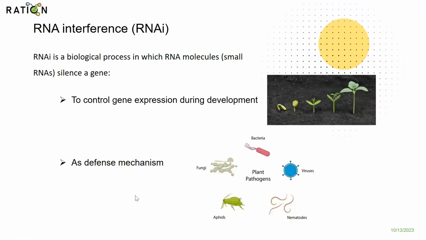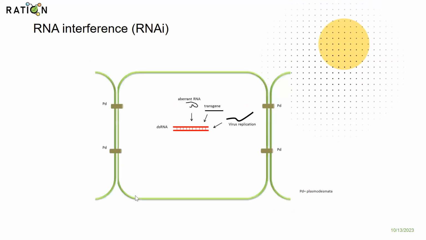But first, what is RNA interference, or RNAi? It is a biological process in which RNA molecules, precisely small RNAs, silence a gene either to control gene expression during development or as a defense mechanism against pathogens and pests. So how does RNA interference work? The whole process starts with the formation of double-strand RNA, which could be the result of an aberrant RNA, a transgene or a virus infection.